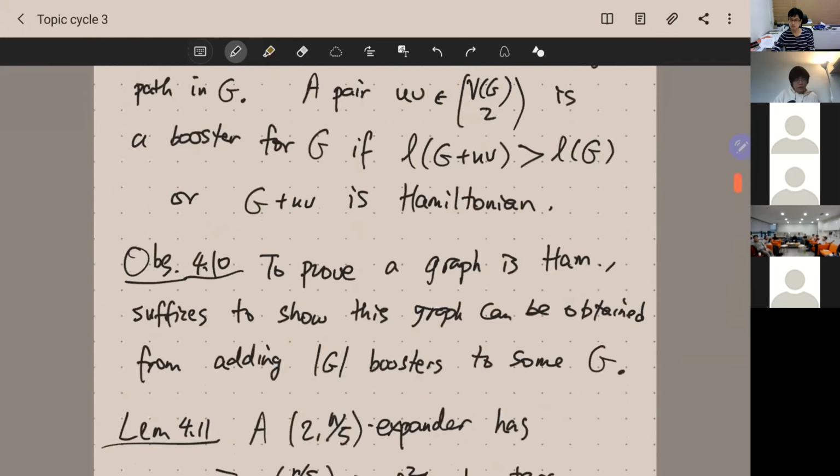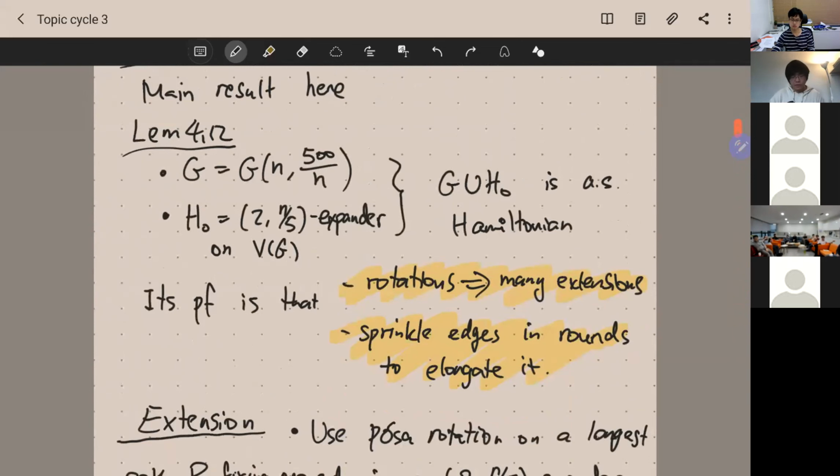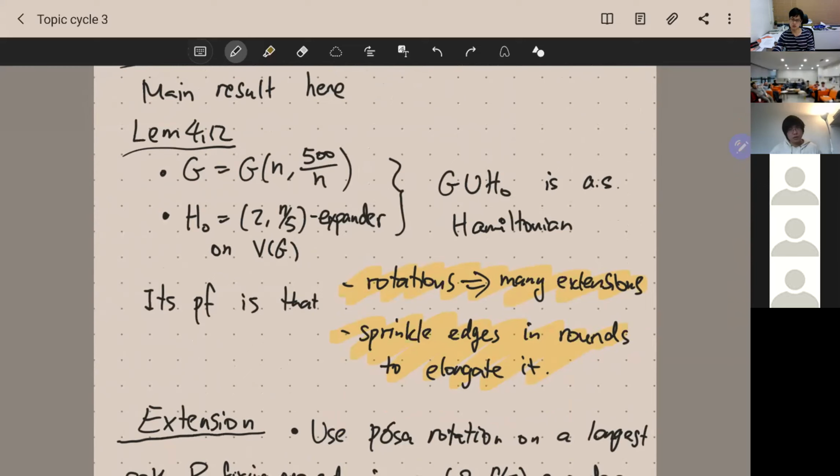Let me zoom into today's most important lemma, and we wait for a couple more questions if you have any. If you read this sentence covered by this yellow color, it kind of makes sense now, right? We have our random graph G and the H0 expander. It's almost surely Hamiltonian because of rotation, there are many possible extensions. We sprinkle edges in rounds to boost it, and eventually it becomes Hamiltonian. Does anyone have any other questions?